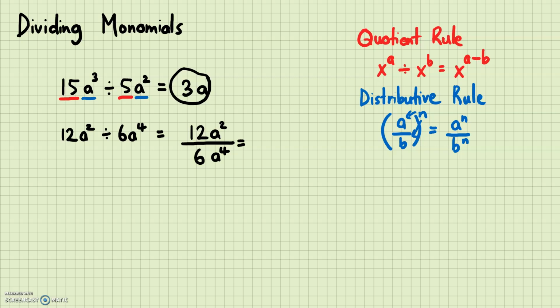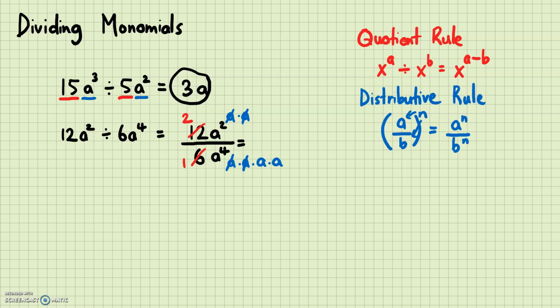So again, looking at the numbers, we can reduce the numbers. So there's going to be 2 left over on the top and a 1 left over on the bottom. And for the letters, we have an a times a on top and a times a times a times a on the bottom. When you cancel 2 a's, there are going to be 2 a's left on the bottom. So it makes sense because there are more a's on the bottom. After we're done canceling, the 2 a's are going to be left over in the bottom.